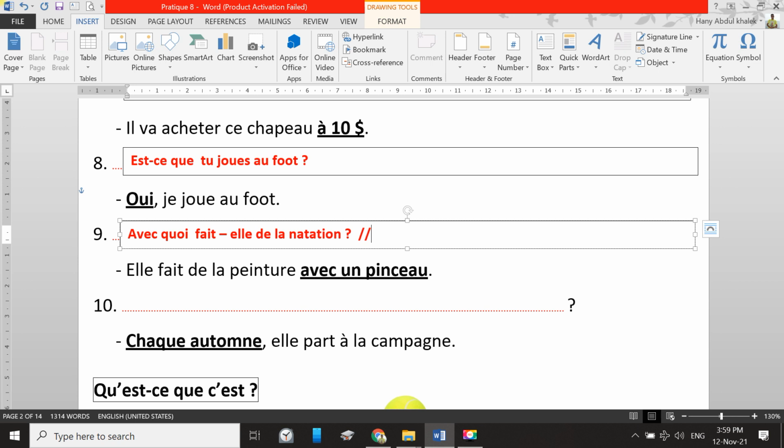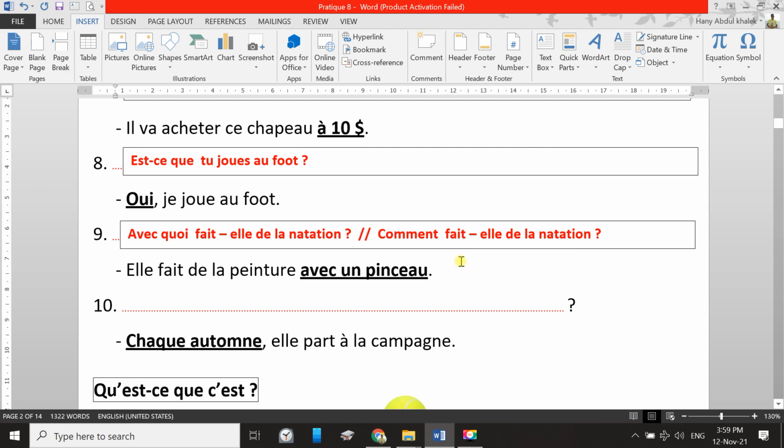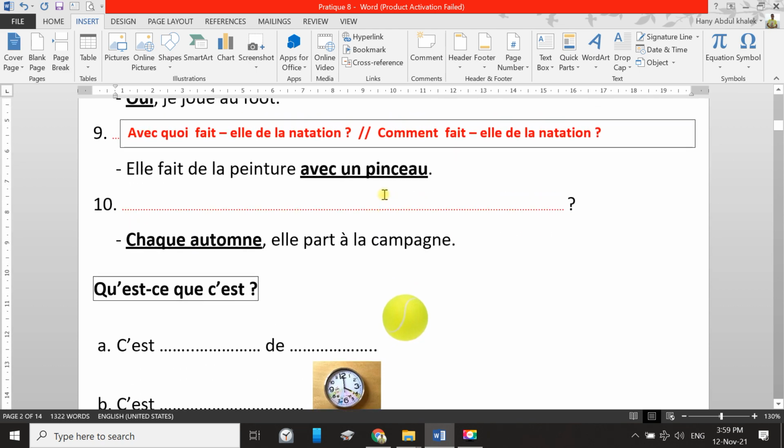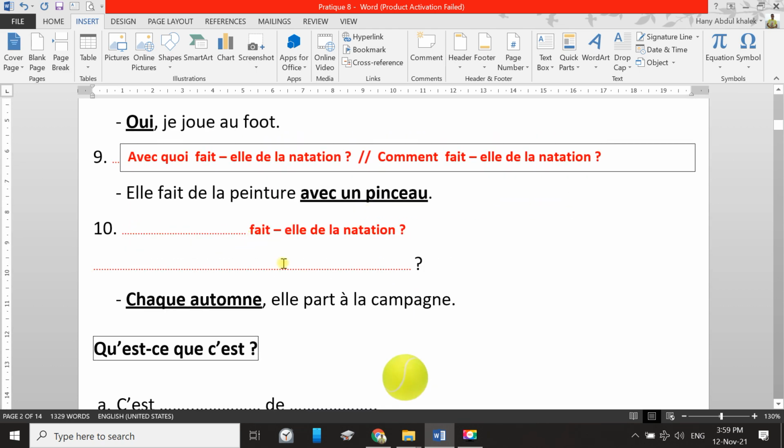Also, we can say comment. We can ask with comment. Comment fait-elle de la natation? Elle fait de la natation avec un pinceau. So here, it can be with avec quoi or comment, if we are asking about the tool or we are asking about the way. So here next.